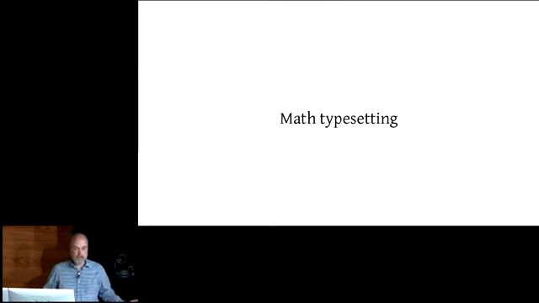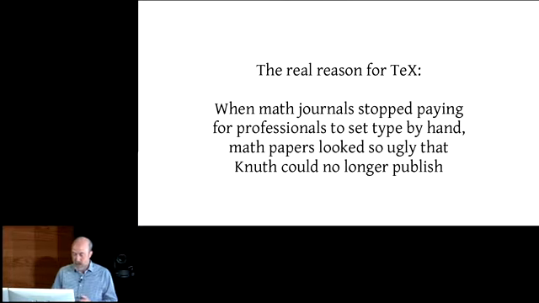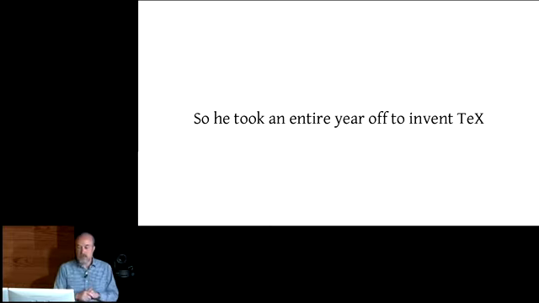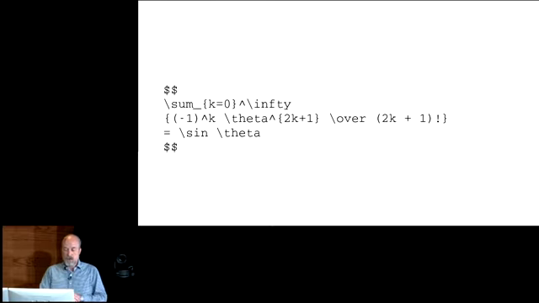Its specialty was math typesetting. Donald Knuth was a mathematician. And that was the real reason for inventing TeX. When math journals stopped paying for professionals to expensively set type by hand, math papers looked so ugly that Knuth could no longer publish. To survive as a mathematician, he had to remedy the situation so that he could stand seeing his equations in print. And so he took an entire year off, I believe it was '78, might have been '77, to invent TeX. And so its specialty is inside of dollar signs, you have a little language that kicks in.